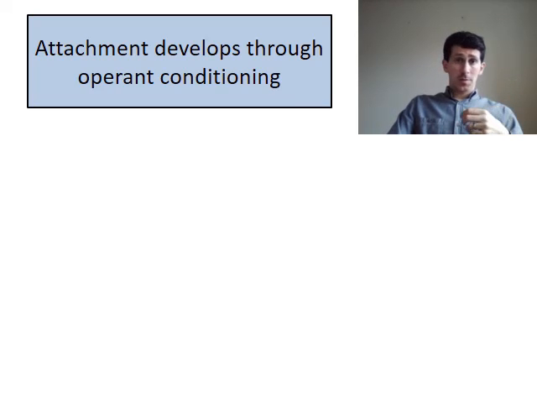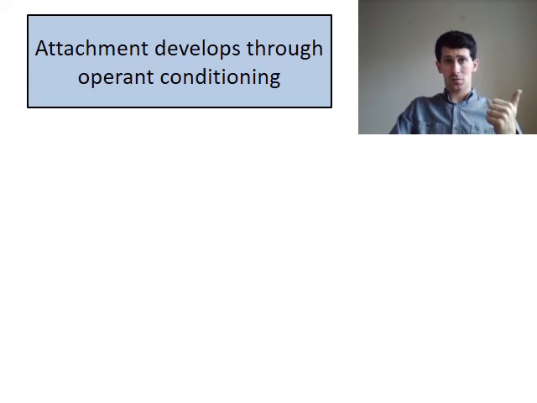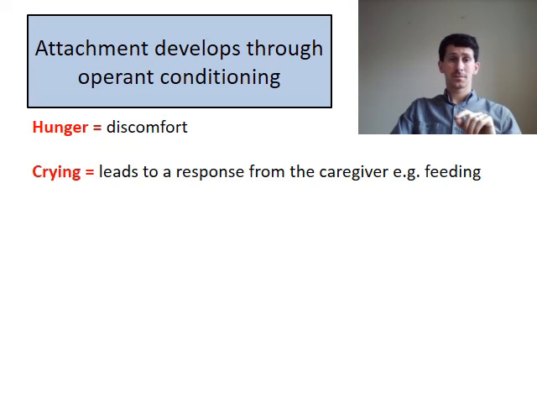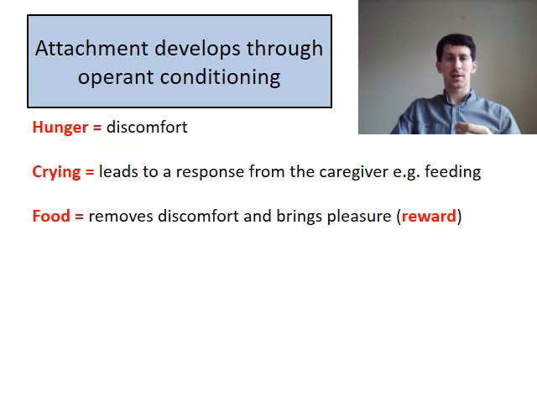If you remember back to phobias, we also learned that we learn through operant conditioning as well. Attachment is the exact same. We can learn it through classical and through operant conditioning. For a young baby, they get hungry, which causes them discomfort, so they start to cry. This brings about a response from the caregiver, who brings over some food when they hear the crying.